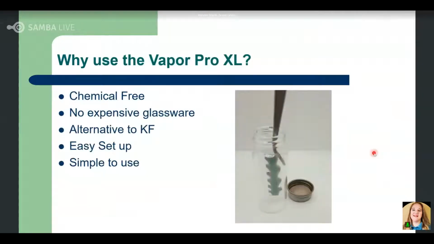So why are we using the Vapor Pro? We love it because it's chemical free. We don't have any expensive glassware. It's a great alternative to Karl Fischer. It's easy to set up and it's really simple to use. And you'll see a demonstration of this later on.